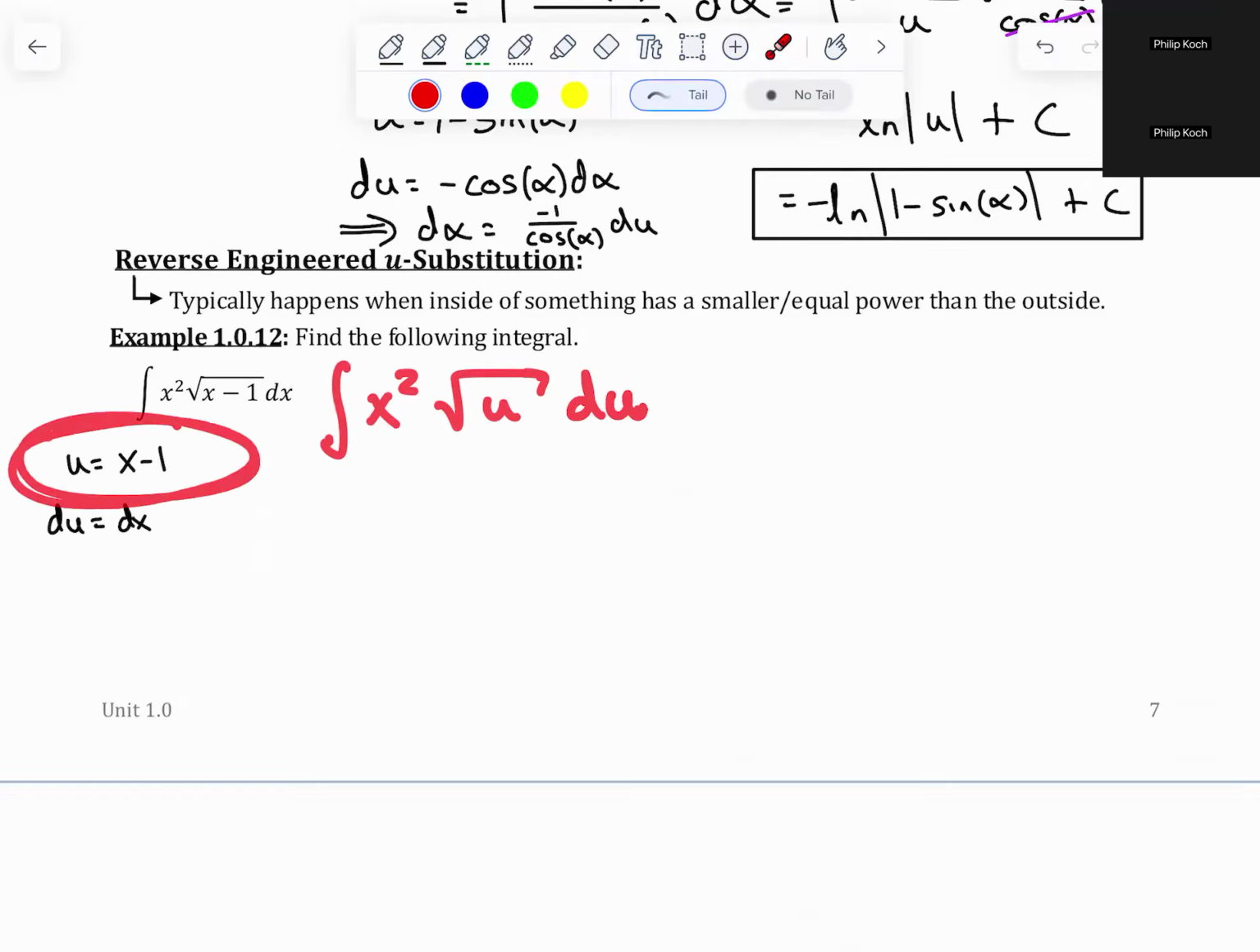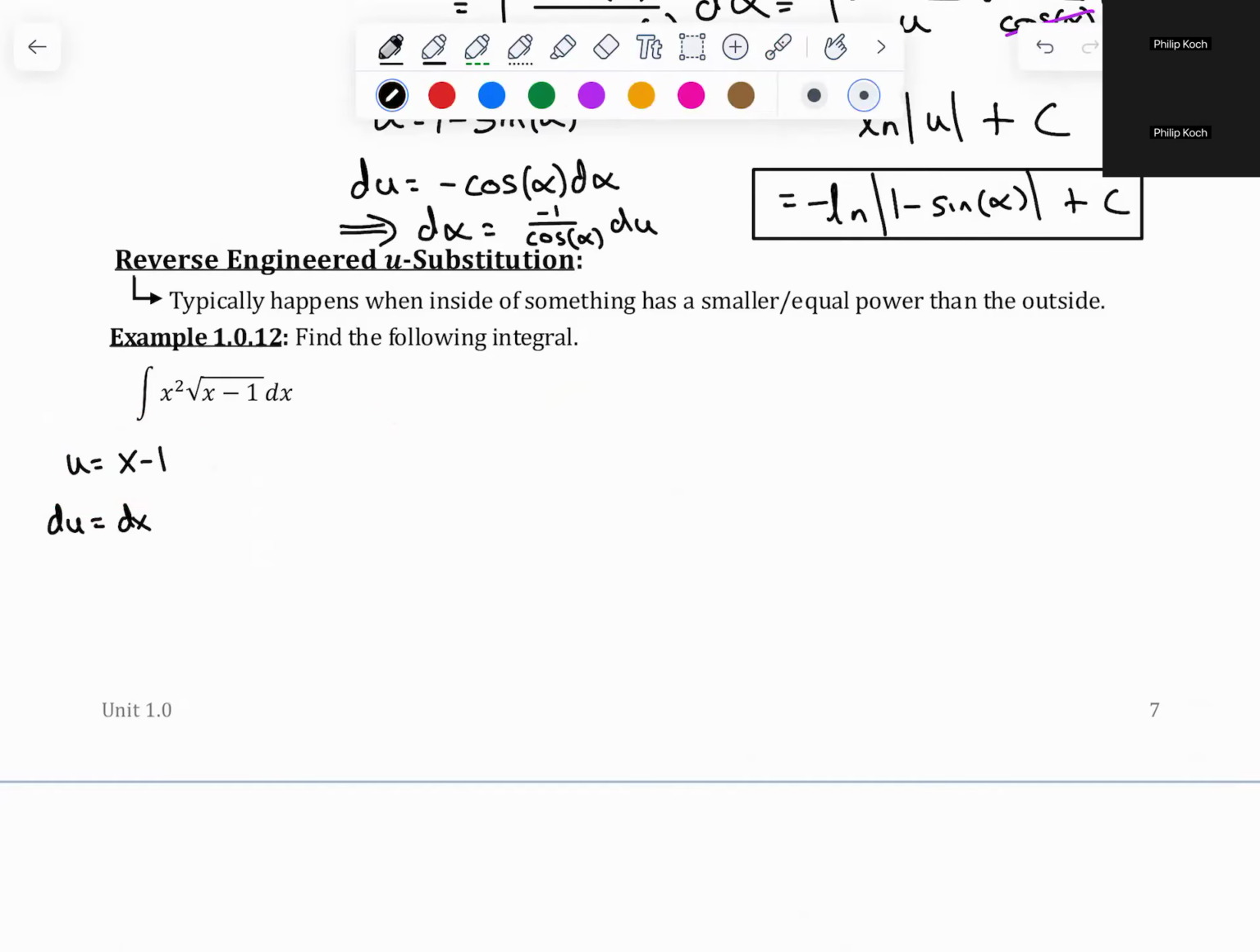However, because we have u equal to x minus 1, we can write x in terms of u. So x is equal to u plus 1. So this equals the integral of u plus 1 squared times the square root of u du. And that is more feasible to approach. Since this is just a u plus 1 squared, we could FOIL that out.